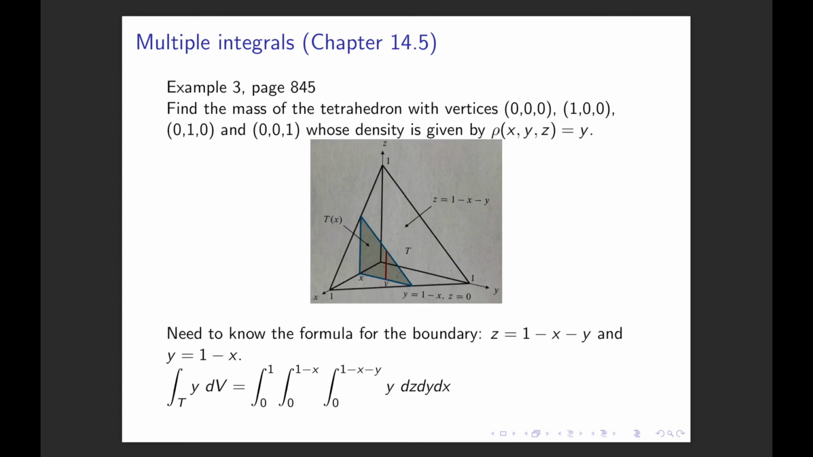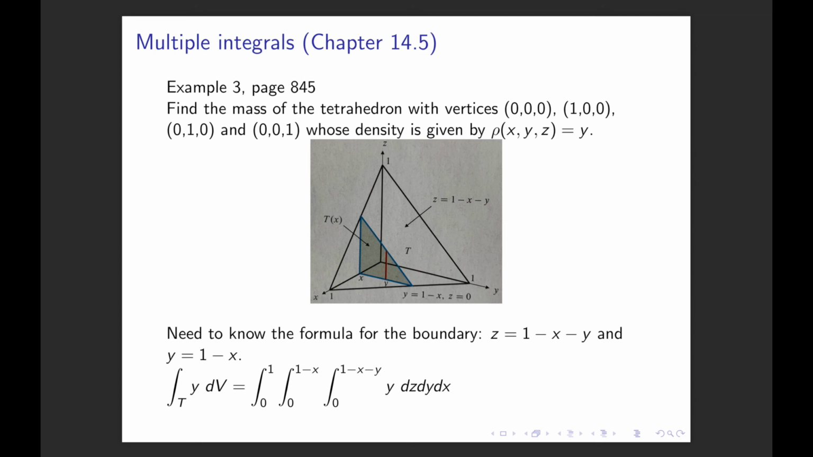This is example 3 on page 845 in chapter 14.5. We are asked to find the mass of the tetrahedron with vertices (0,0,0), (1,0,0), (0,1,0) and (0,0,1), whose density is given by the function that assigns to each point the y coordinate. That's so easy that we could even do it with the tools that we had beforehand.